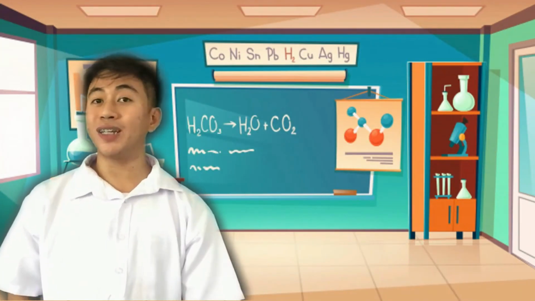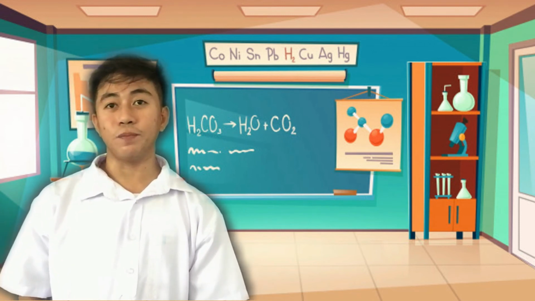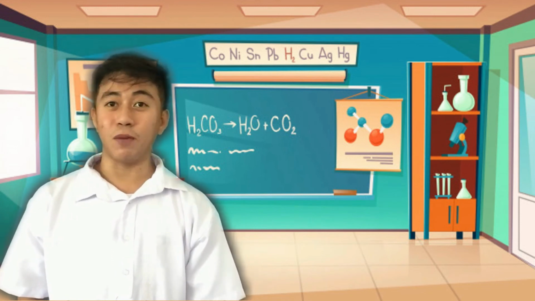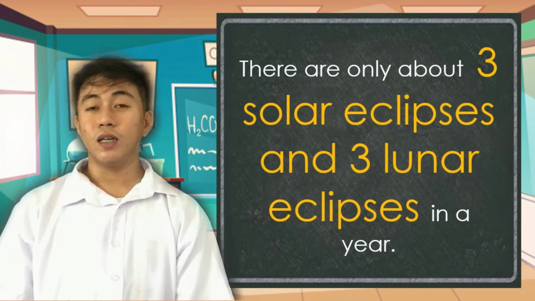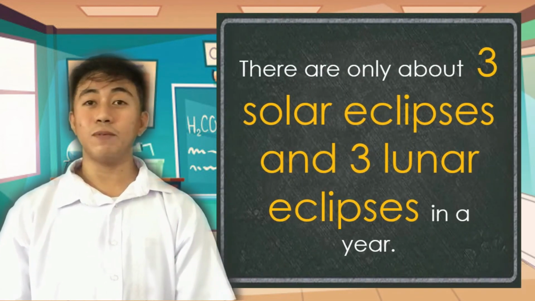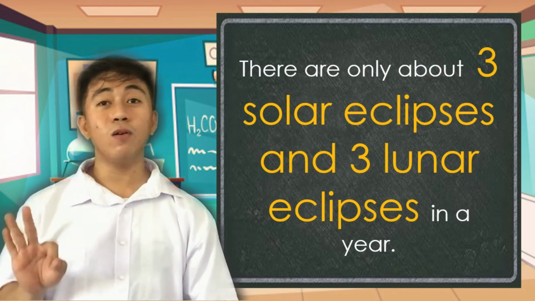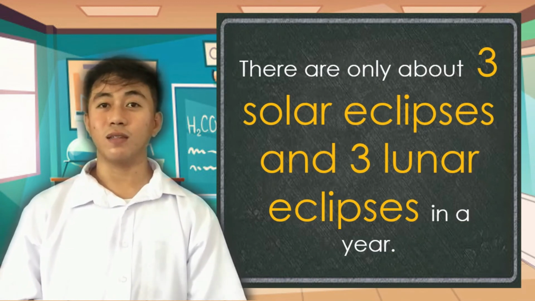We have learned before that it takes 1 month for the moon to complete its revolution on Earth. Given this fact, how come we don't experience a monthly eclipse? In reality, it does not occur every month. There are only about 3 solar eclipses and 3 lunar eclipses in a year. Meron lamang tayong 3 solar eclipse at 3 lunar eclipse na nangyayari sa loob ng isang taon.